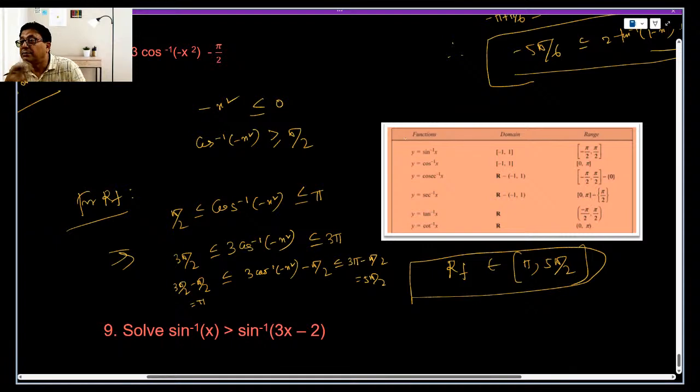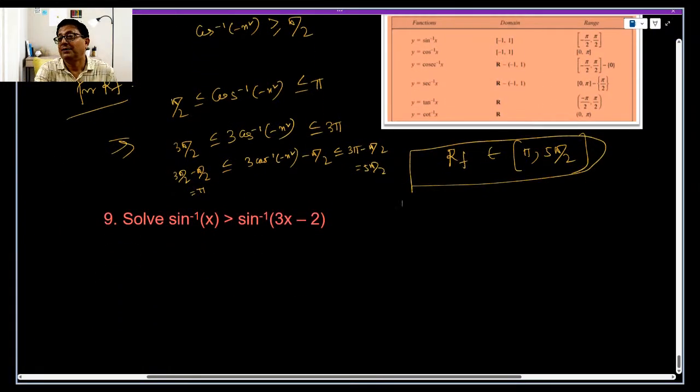All these were finding domain and range. Here you are going to find the value of x for which it is satisfied. Try once. Just by remembering this table only we will do it. And another thing, the graph of sine inverse x is required. You remember? How many of you remember how to get the sine inverse x graph quickly?